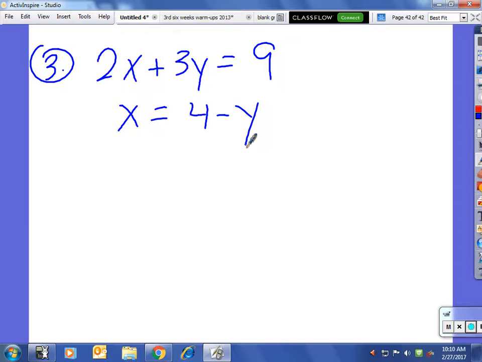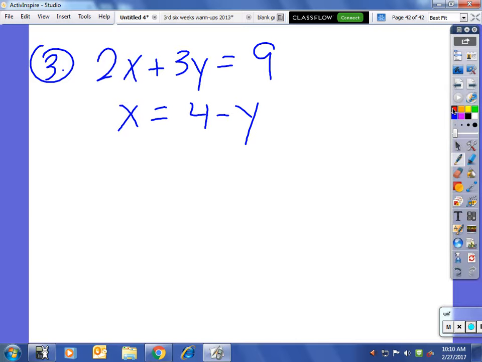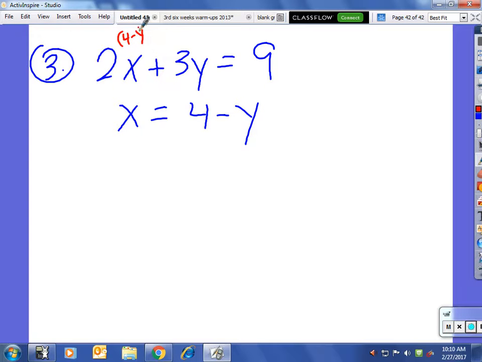All right, my substitution people, x equals 4 minus y. That means this x in my top equation, I can replace it with 4 minus y. Please be careful, though, because it was getting doubled. So now I would have 8 minus 2y plus 3y equals 9. That's going to give me 5y.